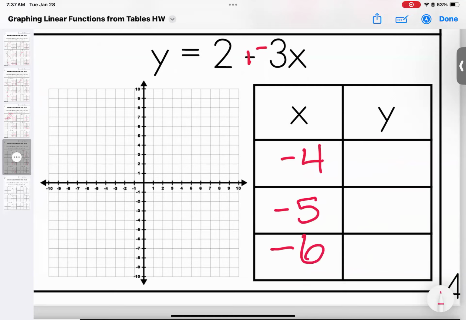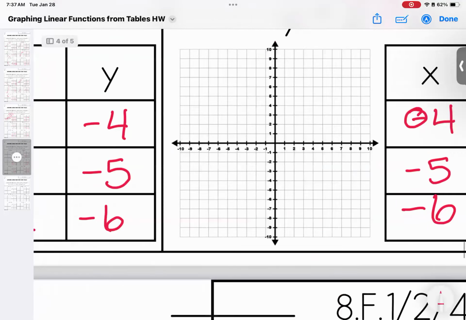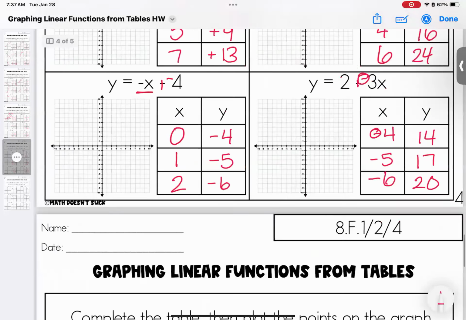All right, 4 times 3 is 12. It's positive because the signs agree. 12 plus 2 is 14. 5 times 3 is 15. It's positive. Plus 2 is 17. 6 times 3 is 18. Plus 2 is 20. And again, the reason that they're becoming positive is negative times a negative gives you that positive. All right. Oh, that's the end of page 4.